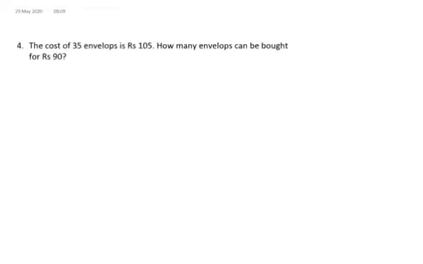So basically, first you have to find the cost of one article. Then you can find the cost of as many articles as the question is asking by multiplying with the cost of one article. Now question 4 says the cost of 35 envelopes is rupees 105. So the cost of 35 envelopes is equal to 105 rupees.